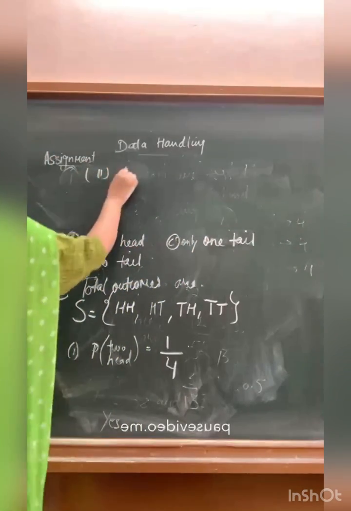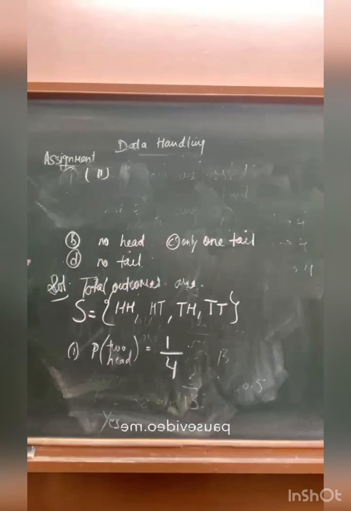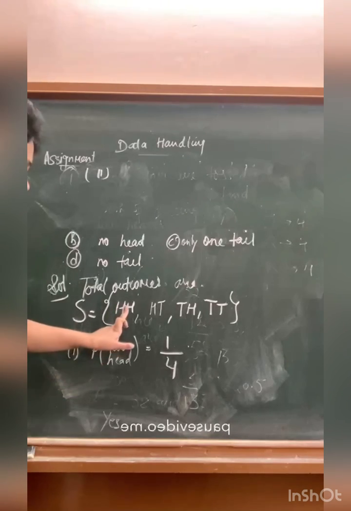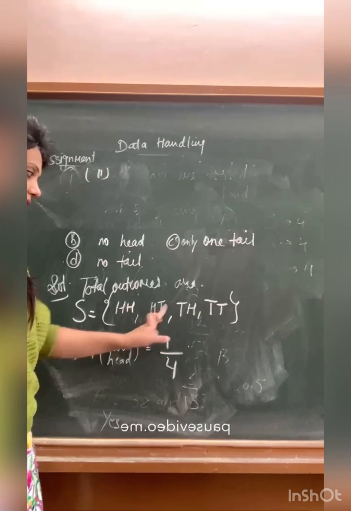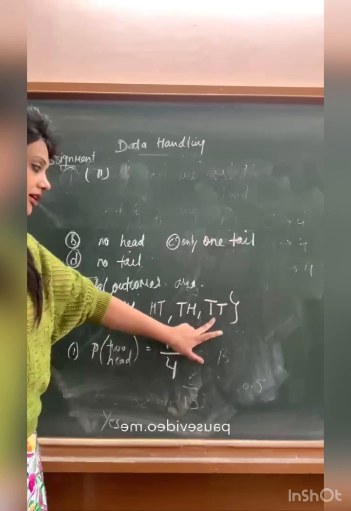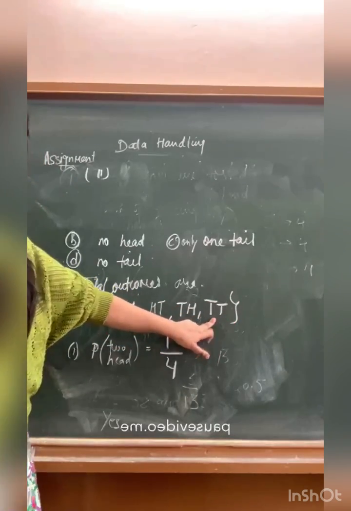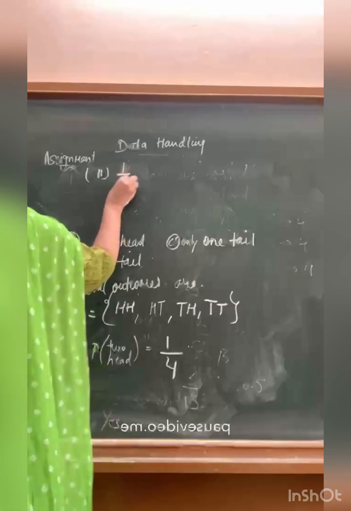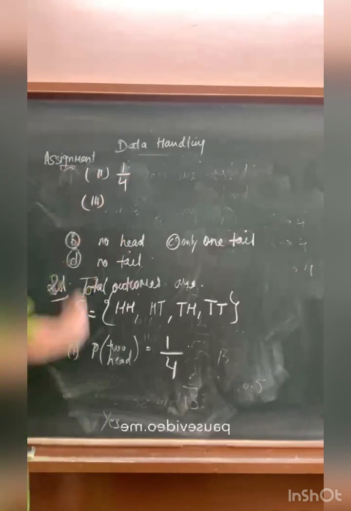Second part, I will directly write down the answer now. What is the probability of getting no head? Means we toss the 2 coins and there is no head. See, here there is a head, here also one head. So there is only 1 possibility when we get no head. So the answer is 1 by 4.